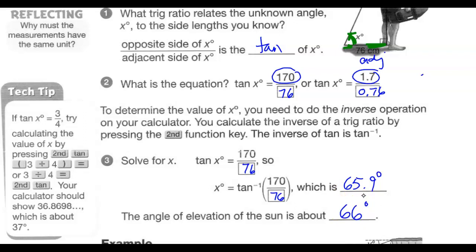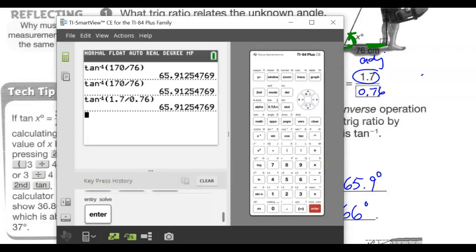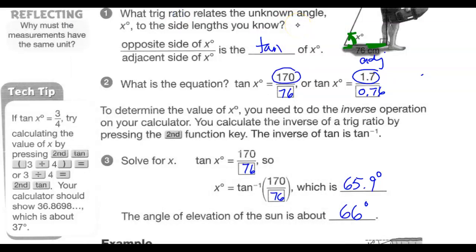Now, if you have a calculator that doesn't show the word tan, then you're going to have to do the 1.7 divided by 0.76 first, and then you're going to have to do your second key, tan key. I can't do it that way on this particular calculator, but if you don't see the word tan, you're going to have to put the values in first. Okay.